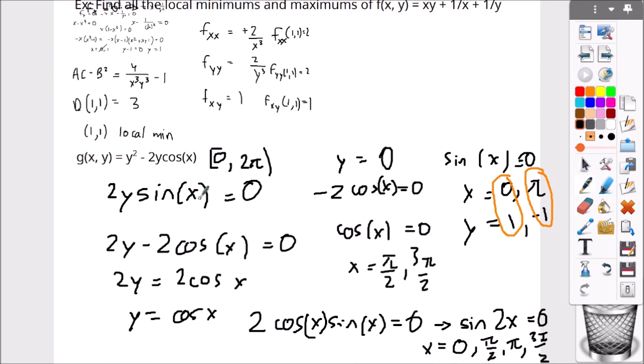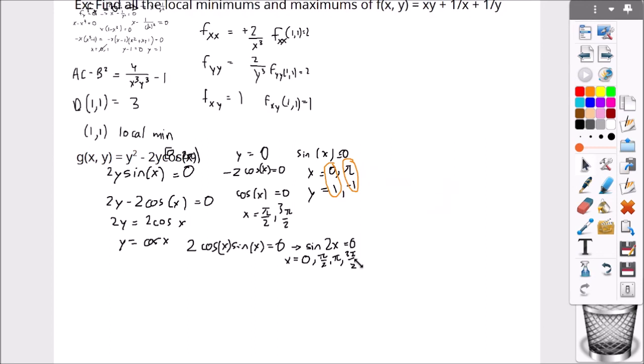At 0, sine's already 0, so you just have to worry about this. At pi, sine's already 0, so you just have to worry about this. At pi over 2, sine's not 0, so y has to be 0. At 3 pi over 2, sine's not 0, so y has to be 0. It's a pretty neat way to work it out. However, I'm just going to make this smaller for now.